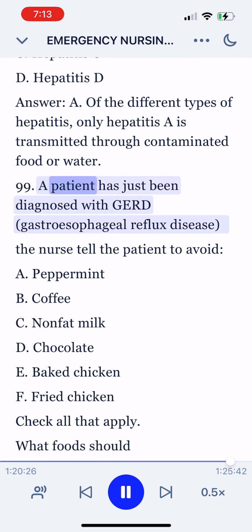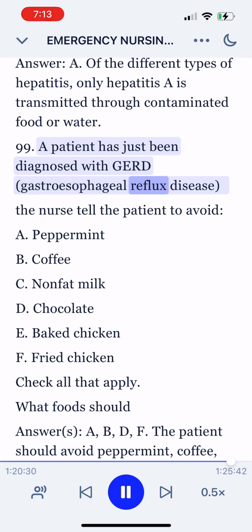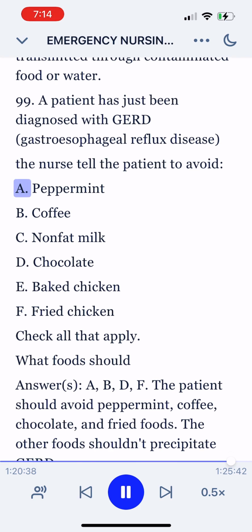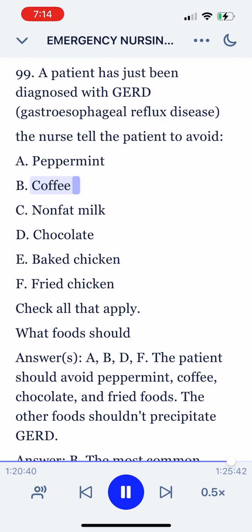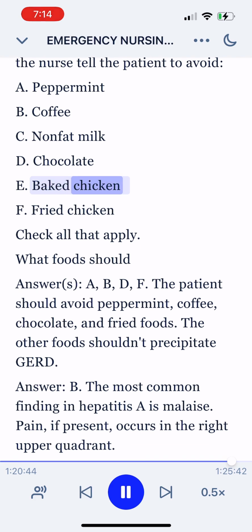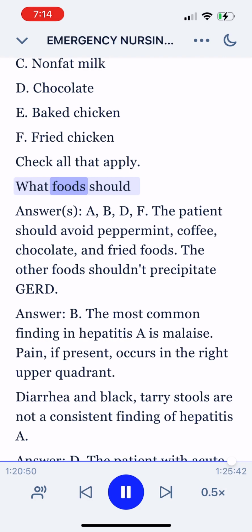99. A patient has just been diagnosed with GERD, gastroesophageal reflux disease. The nurse tells the patient to avoid: A. Peppermint. B. Coffee. C. Non-fat milk. D. Chocolate. E. Baked chicken. F. Fried chicken. Check all that apply.